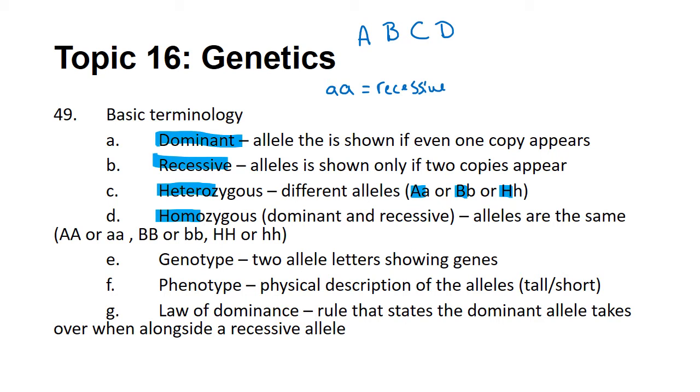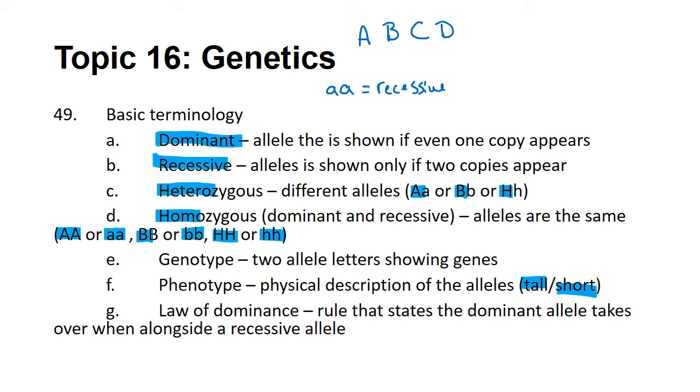You should remember that genotype is the two allele letters showing what genes they are. Any one of these things right here, any one of these guys, those are examples of genotypes. But a phenotype is the physical description of what those alleles actually express. Does it look tall? Does it look short? Is it a purple flower? Is it a white flower? Anything that it actually looks like, that's what we'd use the word phenotype to describe.